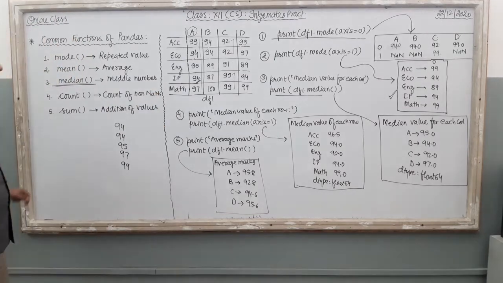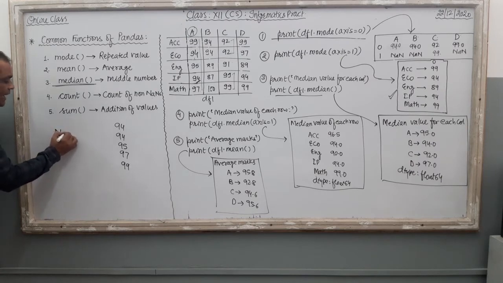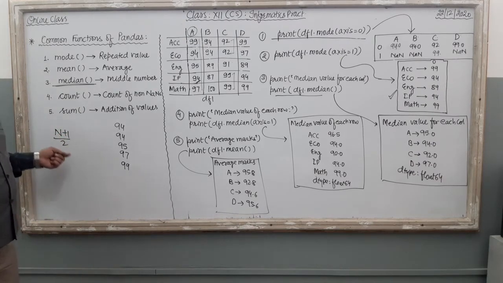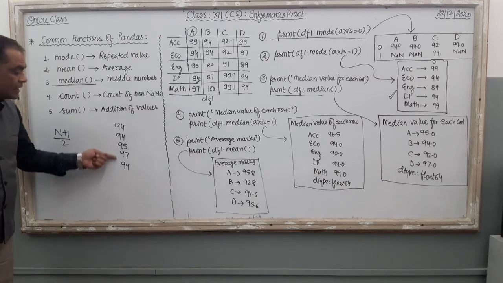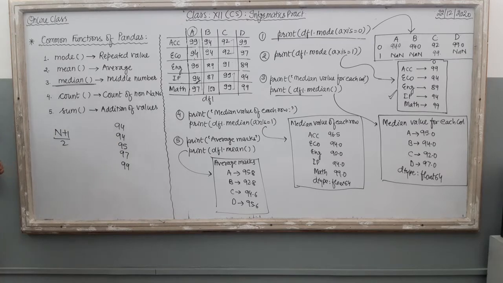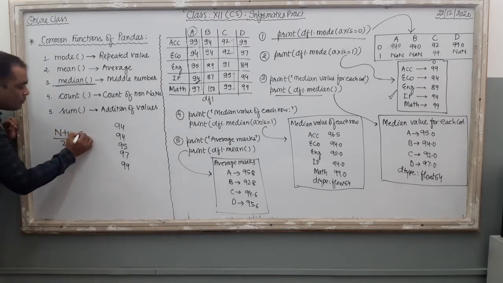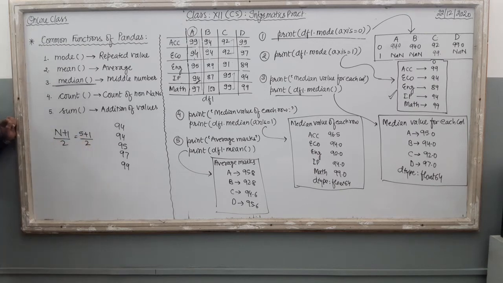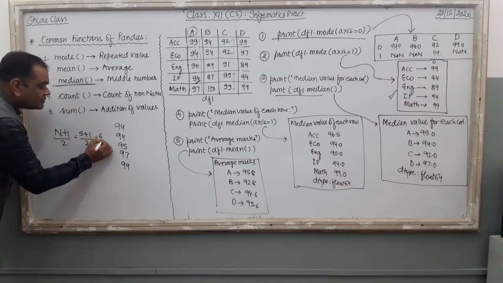Now the second task here. To generate the median, the formula is (n plus 1) by 2. Clear? So here n means the number of items. How many items are there in this particular series? 1, 2, 3, 4, 5. 5 items are there. So I am putting 5 in this formula: 5 plus 1 by 2. Right? It is 6 by 2.